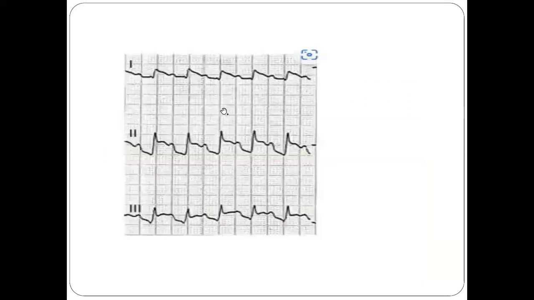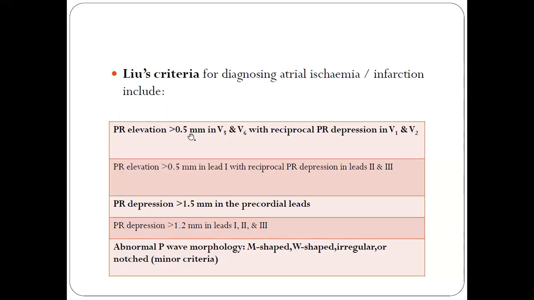So the ECG is there. If you can see, this is the large box. Each small square here is 1 millimeter. So half a small square, that is more than 0.5 mm, in V5 and V6 PR elevation. Along with that, if there is reciprocal PR depression in V1 and V2. So if there is elevation in V5 and V6 with reciprocal PR depression, it is suggestive of atrial infarction.